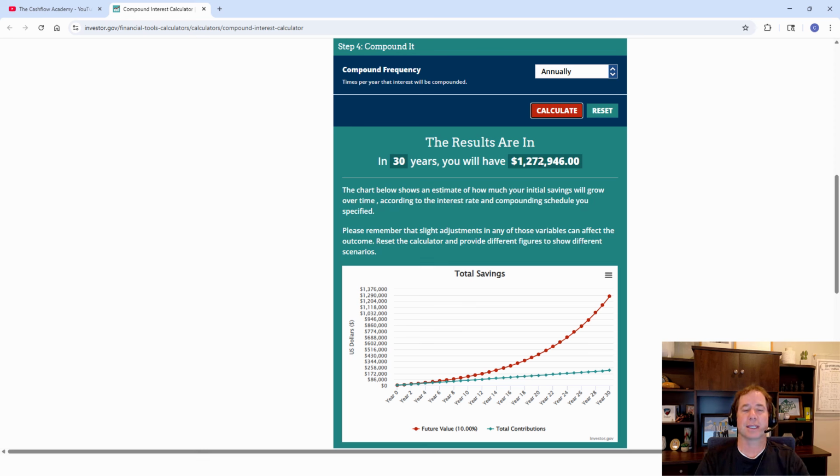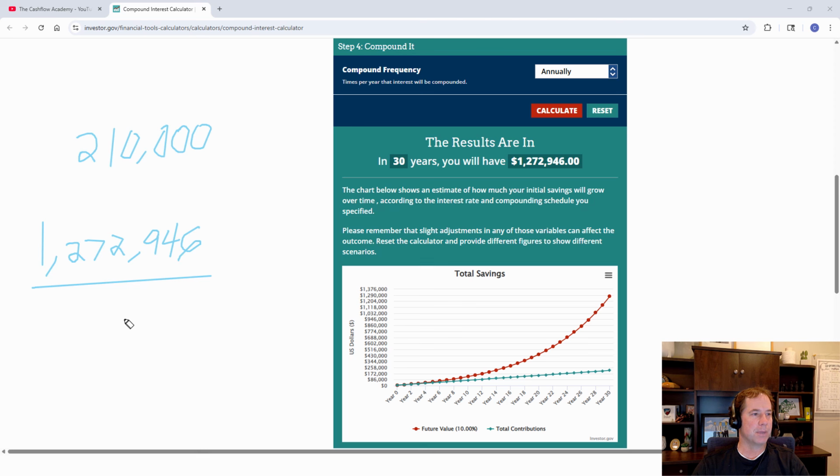Oh, fantastic. Now, what did I say before? Our contributions were $210,000. Your account is now worth what? $1,272,946. You are going to pay taxes on all of this money minus your contribution. So basically, a little over $1 million you're going to have to pay taxes on.